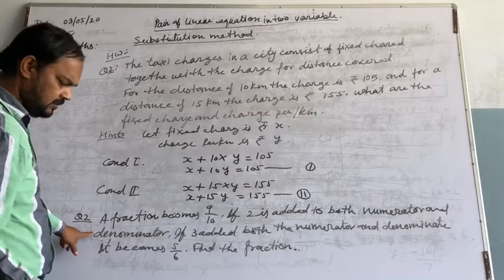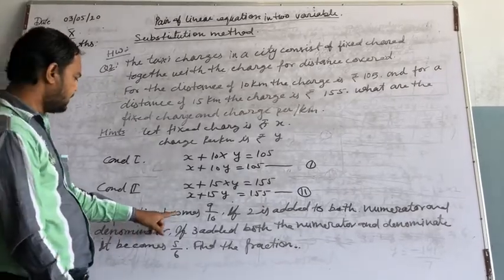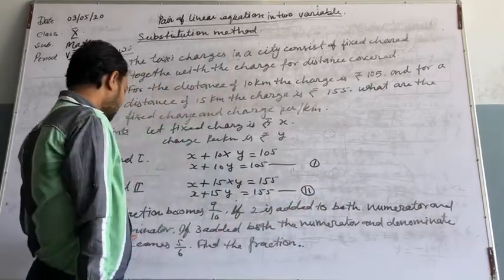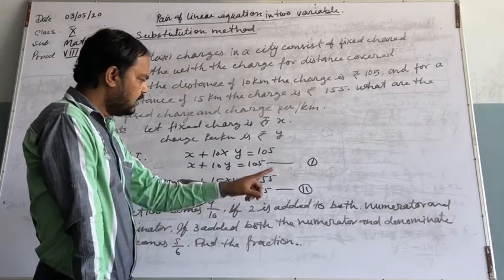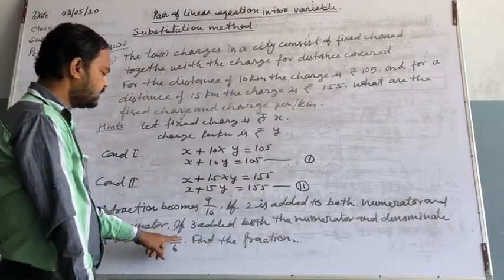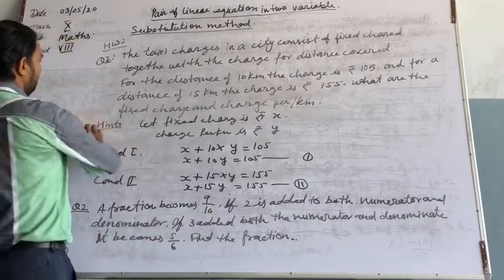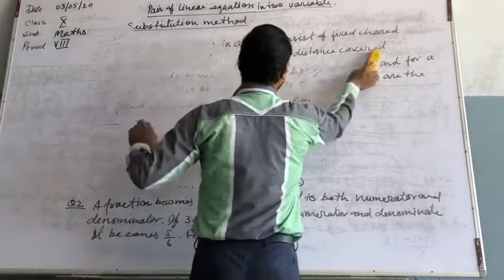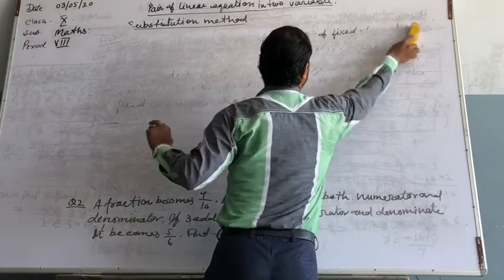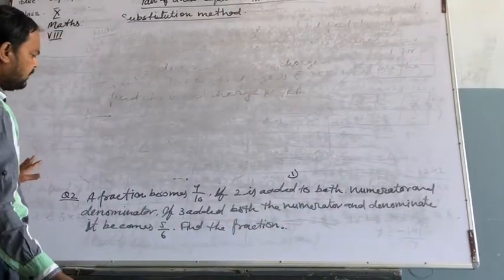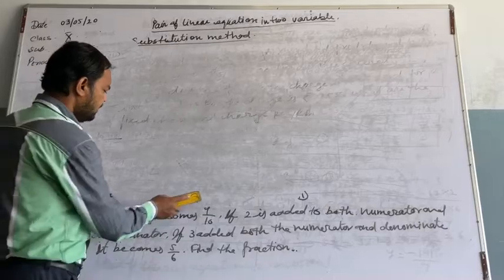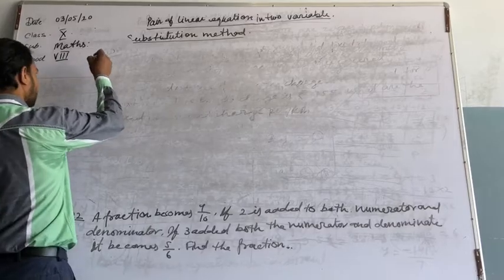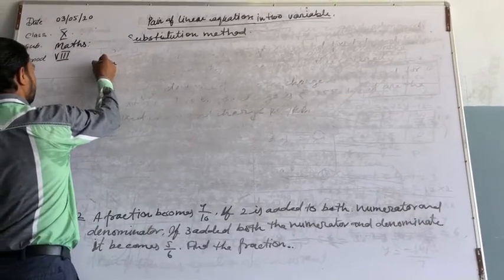Now the second question: the fraction becomes 9/11 when 2 is added to both numerator and denominator. If 3 is added to both numerator and denominator, it becomes 5/6. Find the fraction. Now we form the equation. As you know, a fraction contains a numerator and a denominator. So suppose numerator and denominator... this is called a hint.